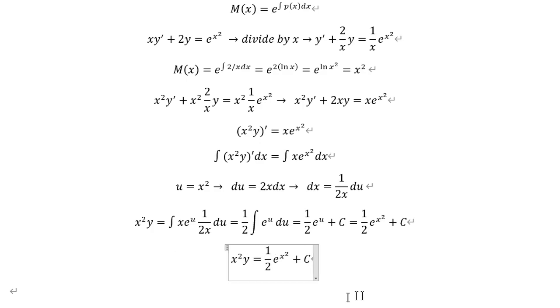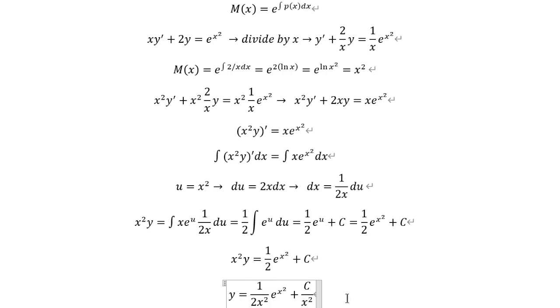You end up with just this. And because you still have to solve for y, we have to divide by x squared. And that results in y equals 1/2 x squared e to the x squared, and then c over x squared.